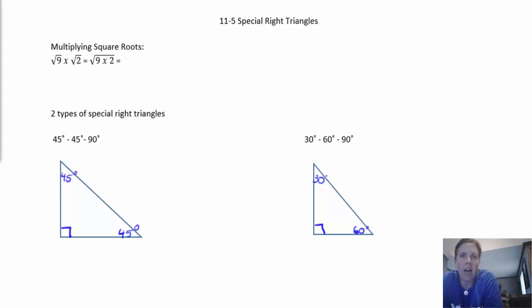Okay, on 11.5, special right triangles, we will talk about two types of right triangles that are called special. Okay, 45, 45, 90, and 30, 60, 90.